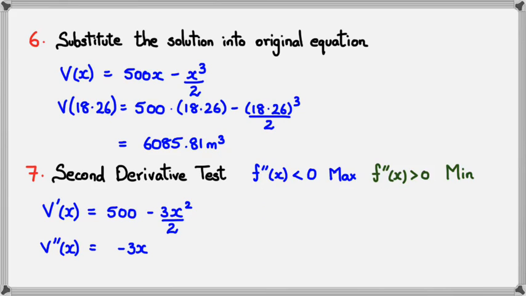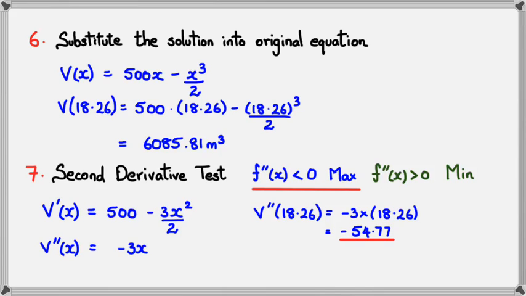So now it's just a matter of substituting 18.26 in v double dash, and we get a value of negative 3 times 18.26, which equals negative 54.77. And because this is a negative, therefore the point has to be a maximum. That means this has to be a maximum volume.